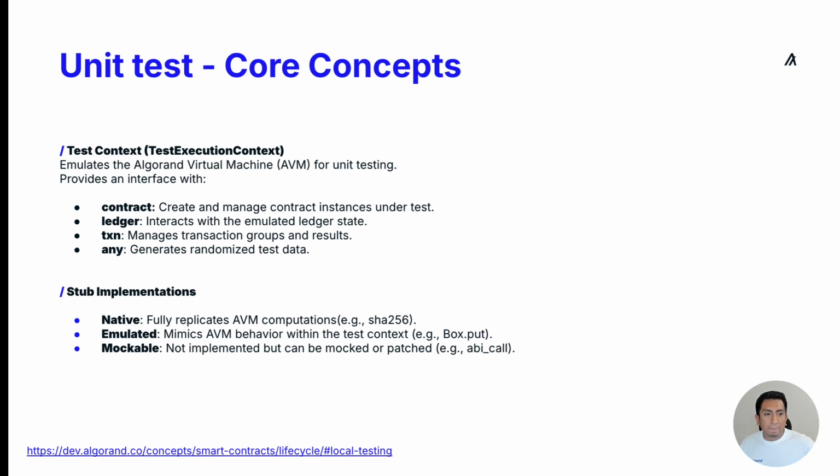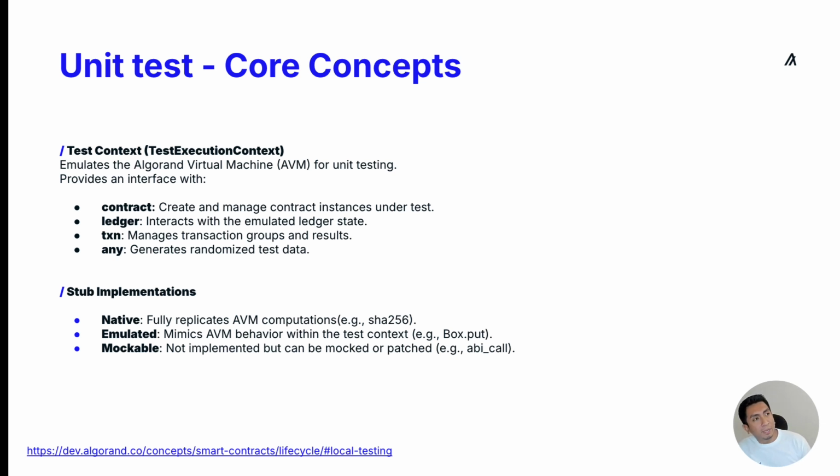But we also have some stub implementations. If you want to fully replicate the mathematical computation of the AVM, you can use the native interface. If you want to see how the AVM will behave under different contexts, under different scenarios, you can use the emulated interface. And if you want to mock any other action or response that is not already implemented here, you can use the mockable interface.